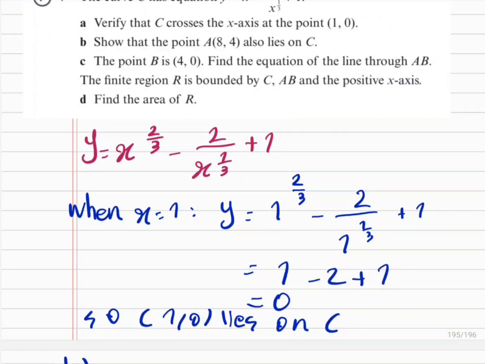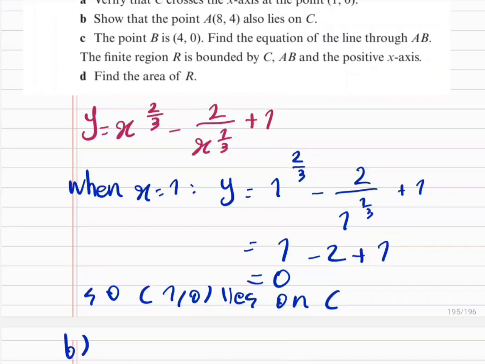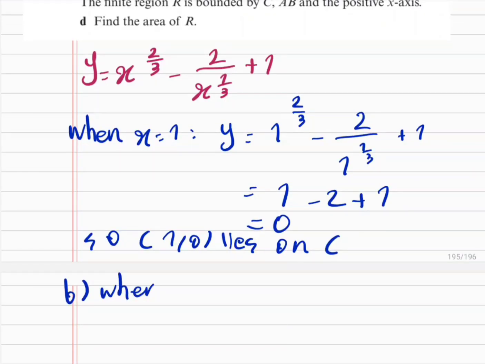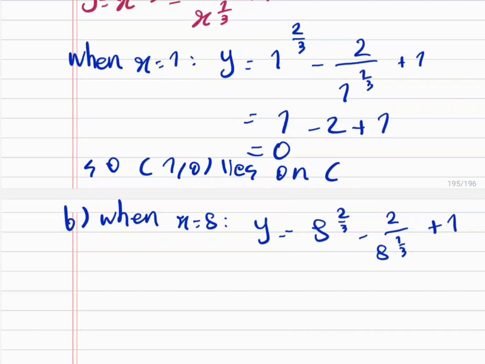Now part B, we want to show that the point A with coordinates (8, 4) also lies on C. Again, it's very similar. We just need to substitute x is equal to 8 into the equation. So we can write when x is equal to 8, then y is equal to 8 to the power of 2 over 3 minus 2 over 8 to the power of a third and plus 1.